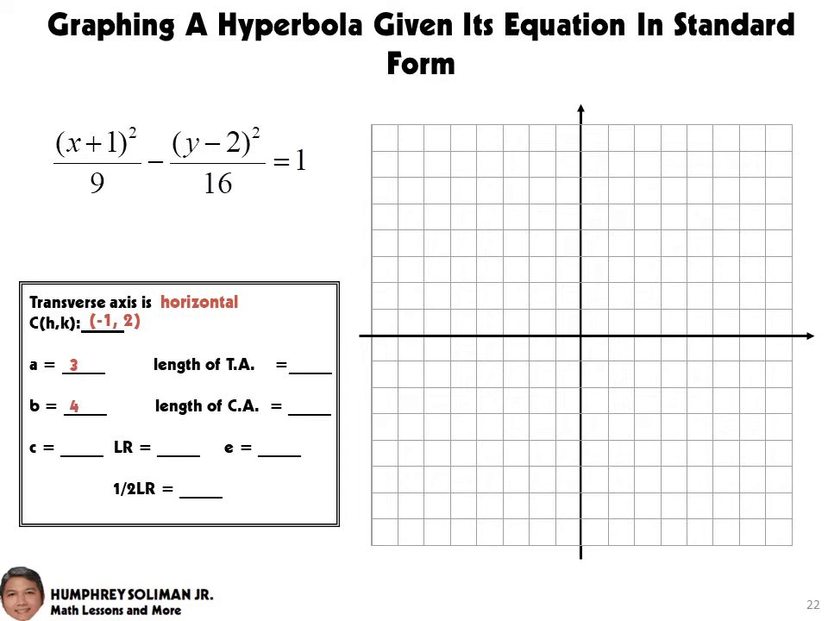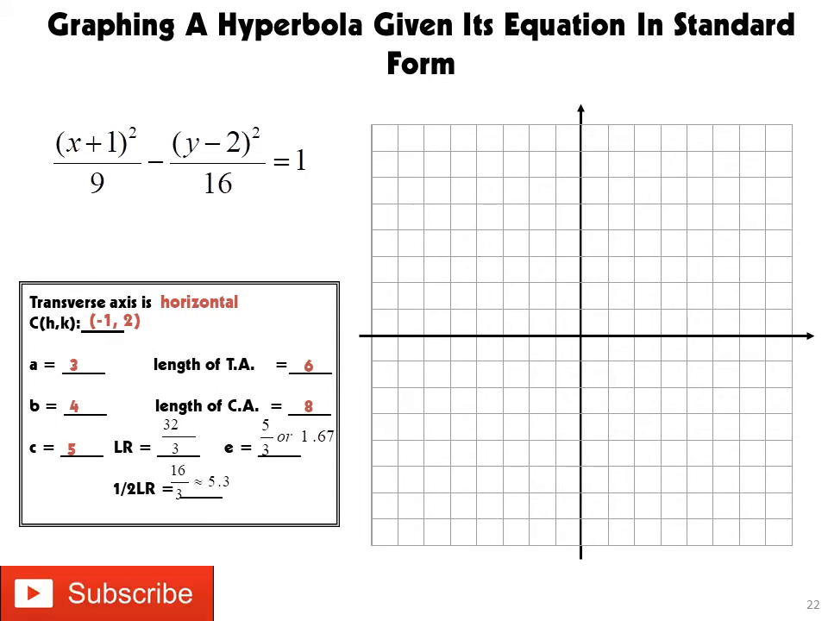The length of a is 3, the length of b is 4, and the length of c is 5 using the Pythagorean theorem. From here we can get the length of the transverse axis equal to 6, and the length of the conjugate axis equal to 8. The length of the LR is 32/3, and the eccentricity is 5/3. And half of the LR is 16/3, or 5.3 in decimal. We need half of the LR in graphing the hyperbola.